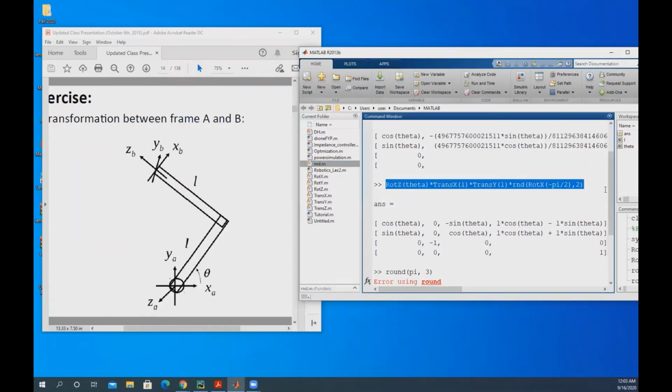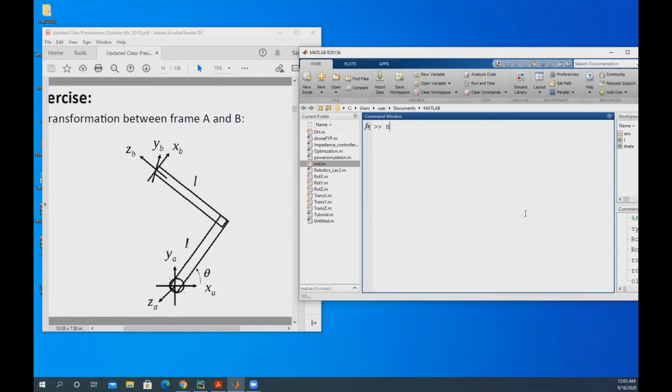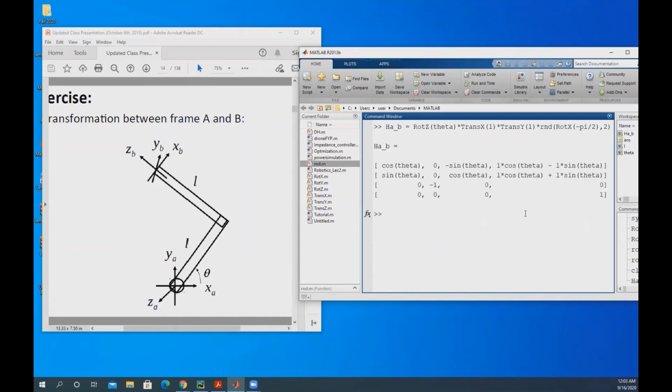So this is what we're doing here. I'm just going to copy this, clear the command window, and call HB equal to what I just wrote. Okay, let's compare this to what we did in our initial analysis. I want to start the video, right? And you can see this is exactly our result, right?